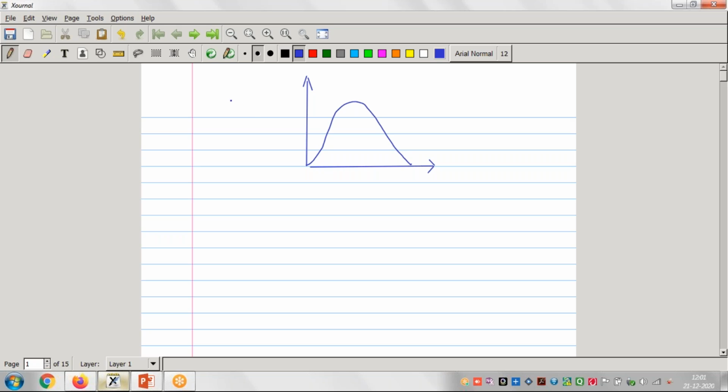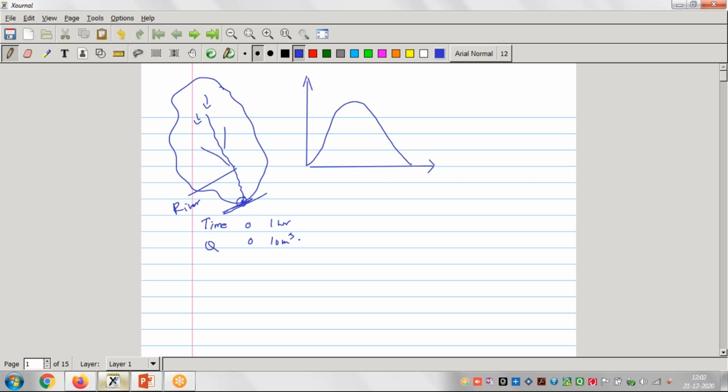A hydrograph is what actually, if suppose this is our catchment, the area where rainfall occurred, and this water is coming through this river. This is our river, right? At the outlet, we are calculating the discharge. At time 0, the discharge was 0. After 1 hour, the discharge came to 10 meter cube per second. After 2 hours, it came to say 20, then after 3 hours, 30 meter cube per second.